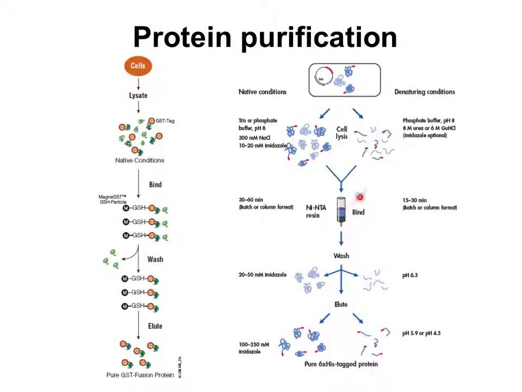And then in this case, you're using pH. So as you lower the pH, you can use pH 6 to wash, and then at pH 5.9 or 4.5, you start to elute out your protein.